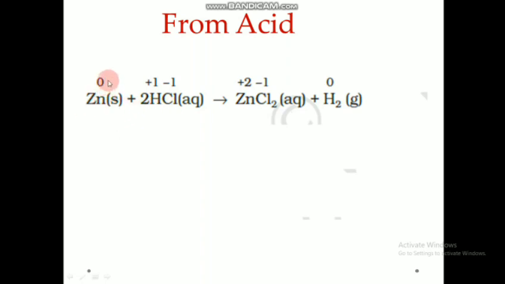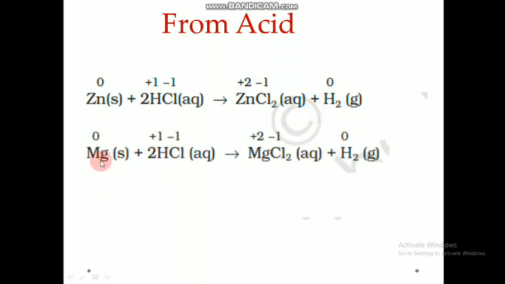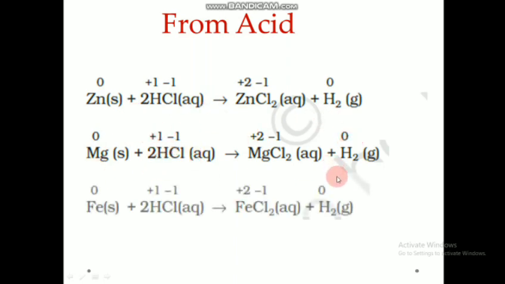Here zinc goes from 0 to plus 2. An increase in oxidation number is oxidation, and hydrogen from plus 1 to 0 is a decrease in oxidation state, so we can tell it is reduction. For Cl minus there is no change. Another example with magnesium. Mg 0 to plus 2 is oxidation there also, and H from plus 1 to 0 is reduction. The same reaction here and even here. Iron also does the same reaction. In all these cases you can see the liberation of H2, and this, as we told, is the usual method for preparation of dihydrogen gas in the laboratory.